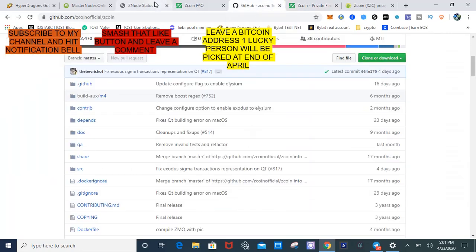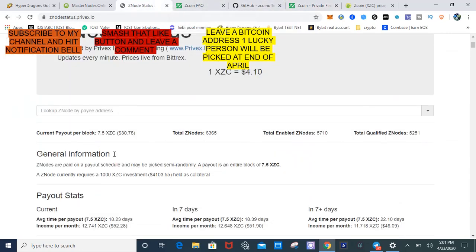So let's go to the tokenomics. The current payout per block is 7.5, which is around $30. How do you get that amount? You multiply the payout by the current price.